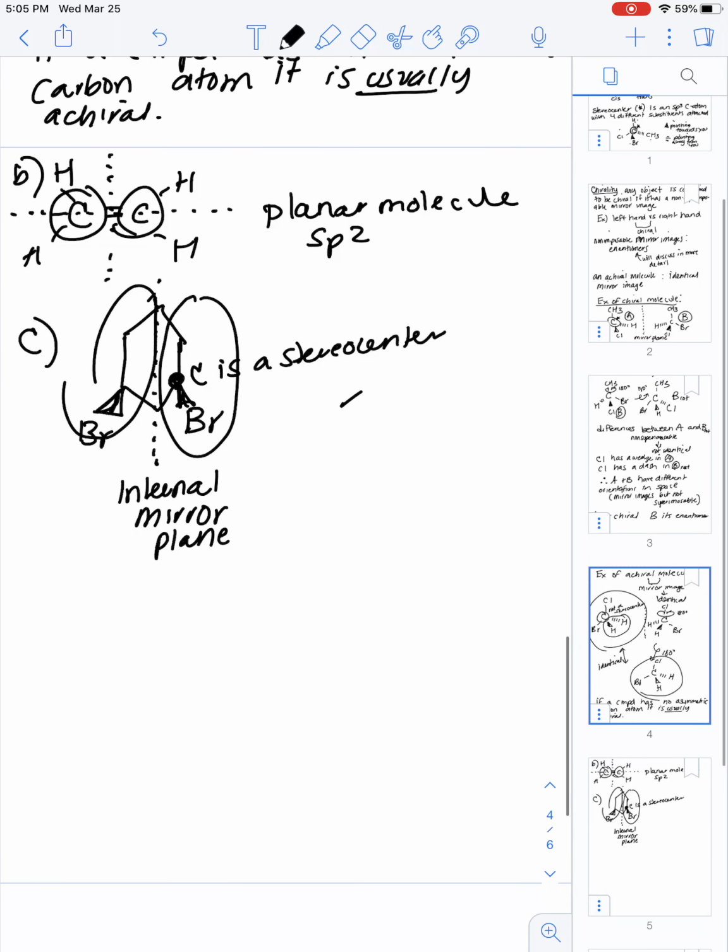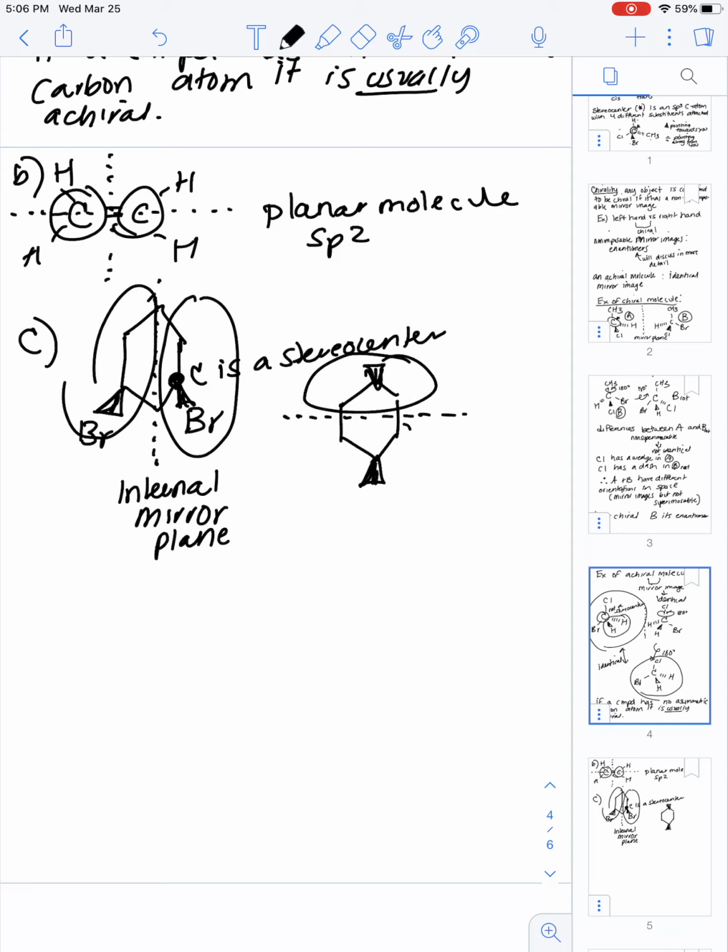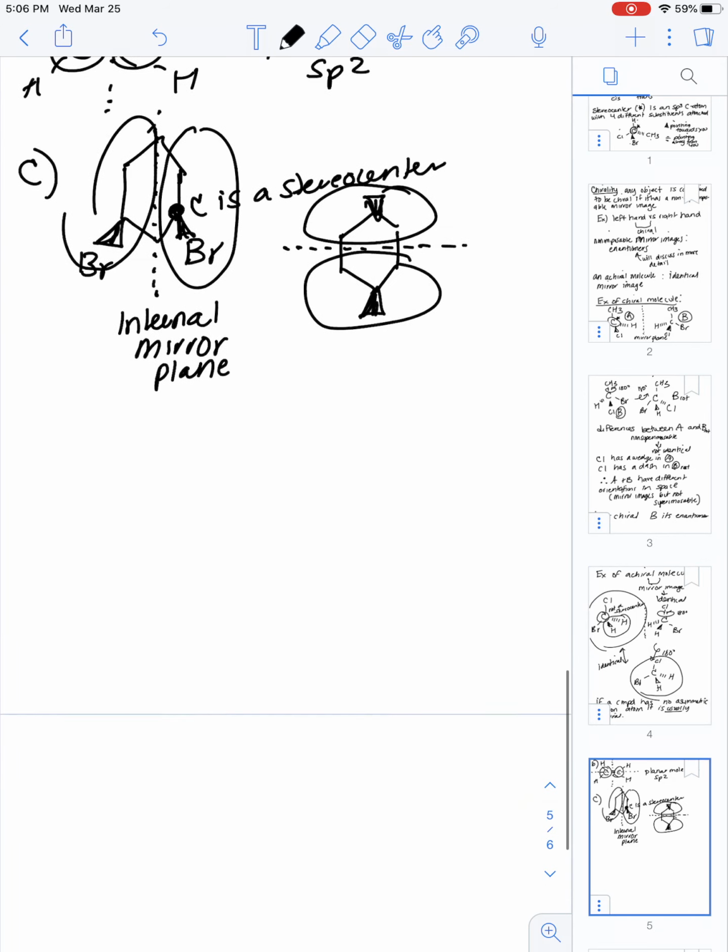We also can look at an example like this. Same exact idea. The top half of this molecule is going to be exactly the same as the bottom half of this molecule. So we would consider this an achiral molecule.